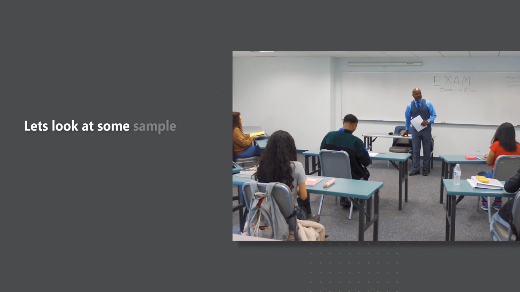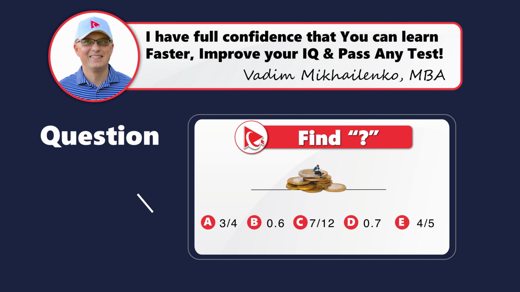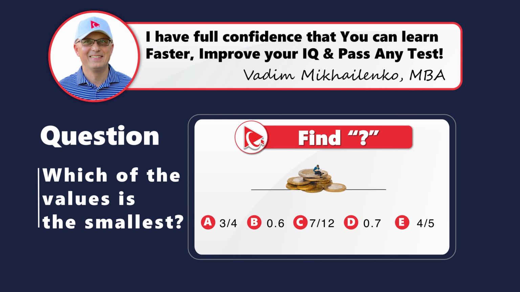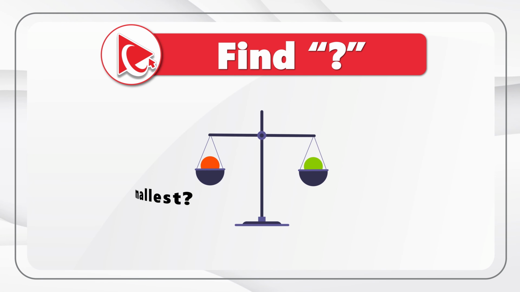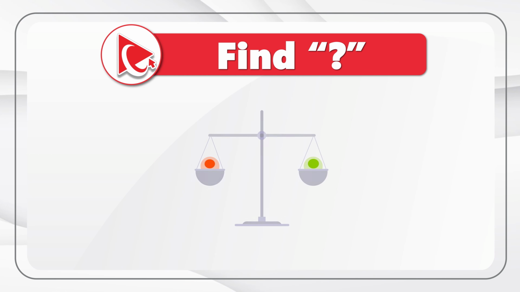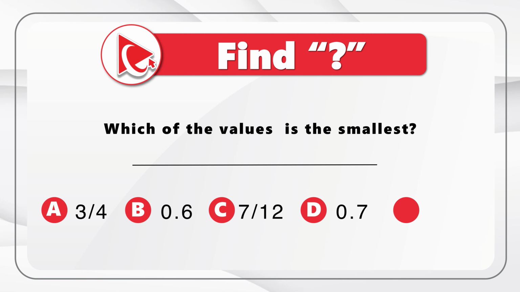Let's look at some sample numerical reasoning assessment test questions we typically see on the test. Here's one of my favorite questions to test your analytical skills and attention to detail. You need to determine which of the values is the smallest, and you're presented with 5 different values. The choices are A, 3/4, choice B, 0.6, choice C, 7/12, choice D, 0.7, and last but not least, choice E, 4/5. Take a close look to see if you can come up with the answer.